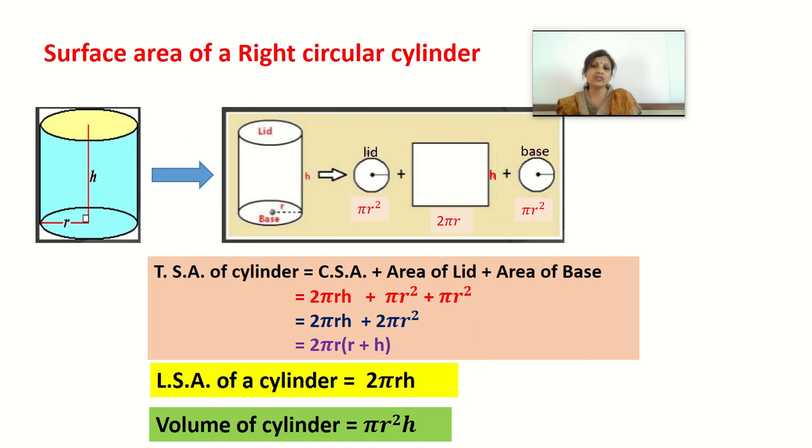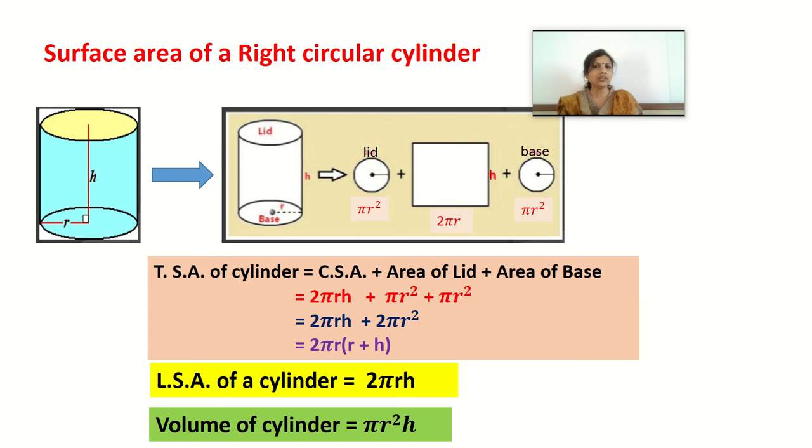Now if you combine these 3 areas, we get total surface area of a cylinder, that is equal to curved surface area plus area of lid plus area of base, that's 2 pi r h plus pi r square plus pi r square. So what we get? 2 pi r h plus 2 pi r square. We can take 2 pi r common, so that's equal to 2 pi r (r + h), and that is the total surface area of the cylinder.